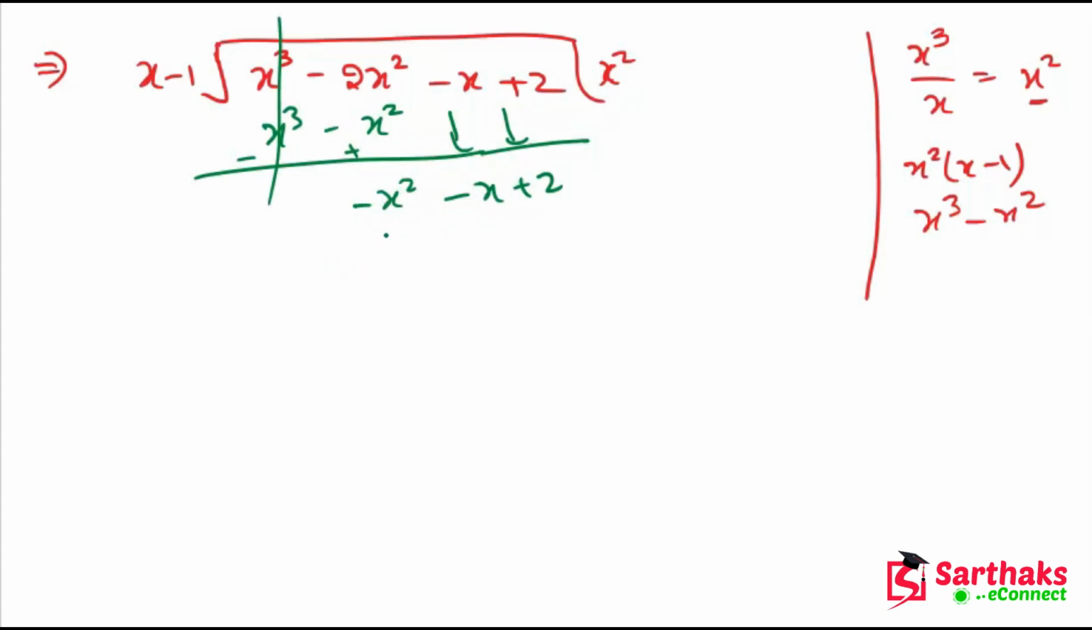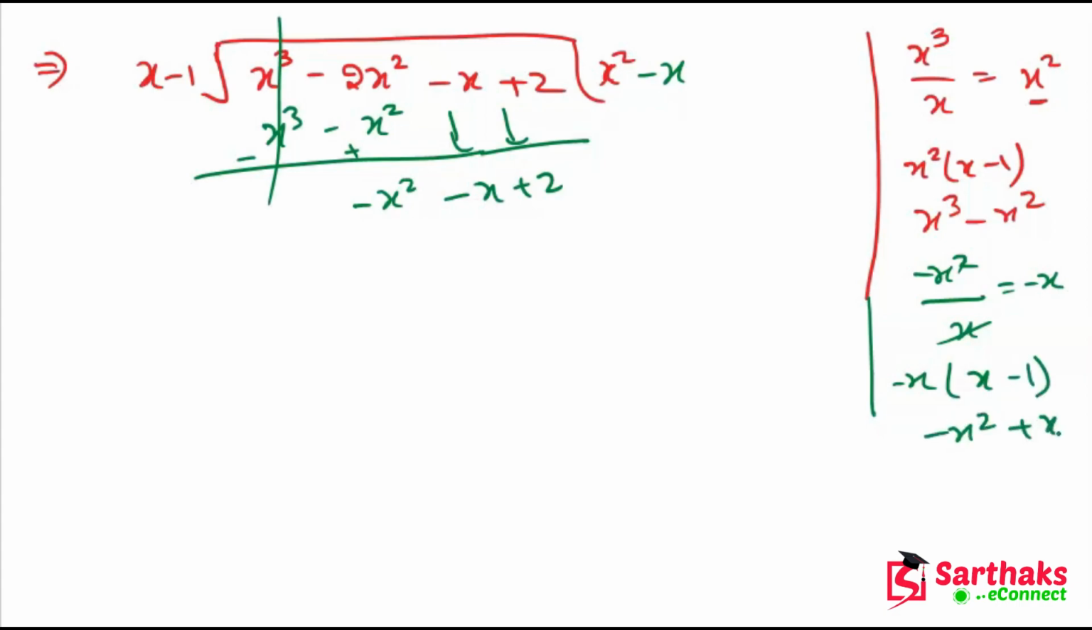Now again the first term of the new dividend, which is minus x square, divided by the first term of the divisor, which is x. If we cancel this we get minus x. This is the second term of the quotient. Now we have to multiply minus x with the divisor. So we get minus x square plus x.